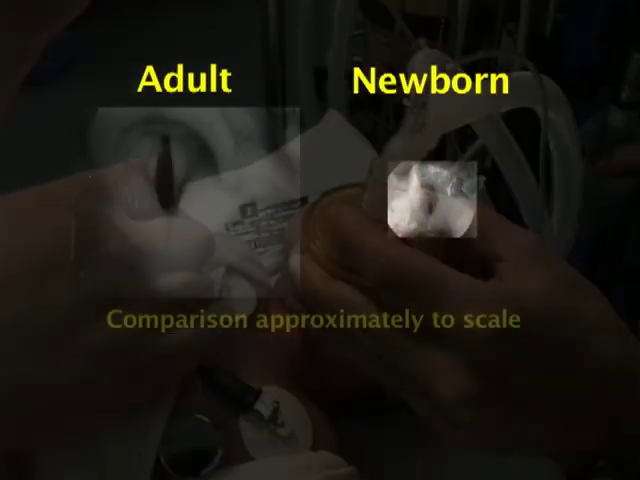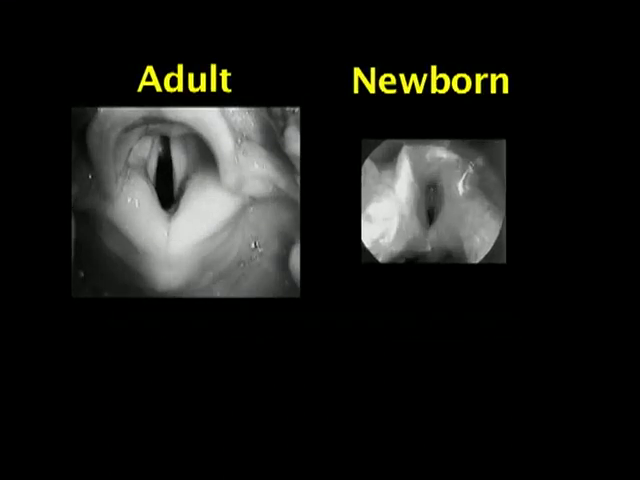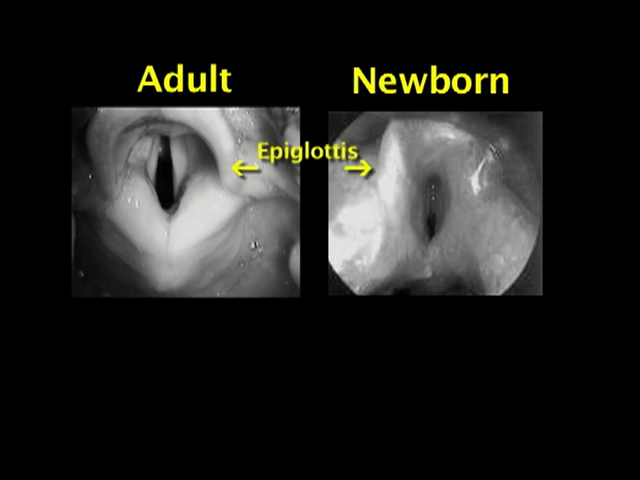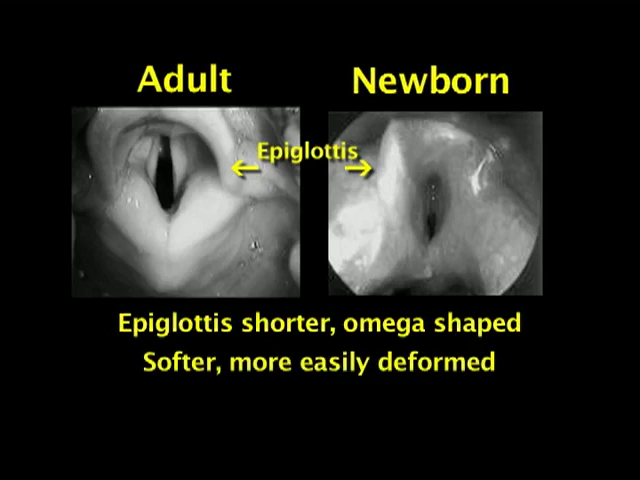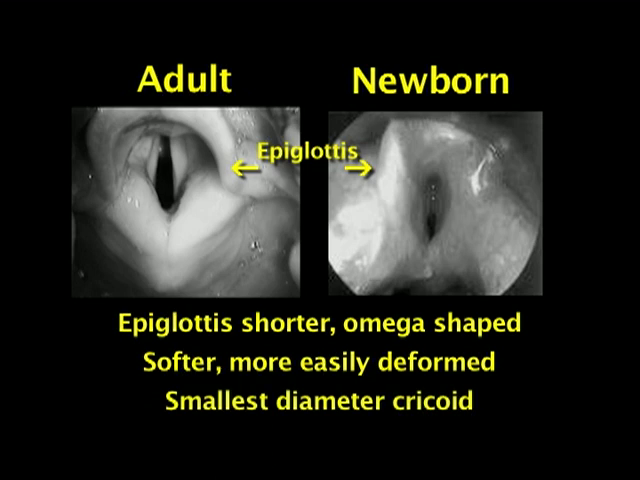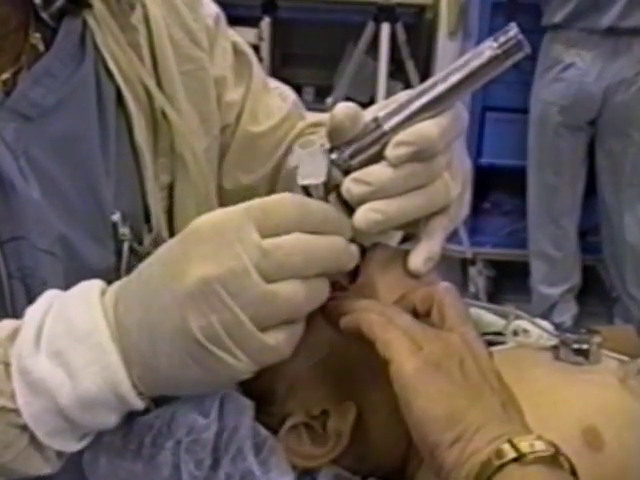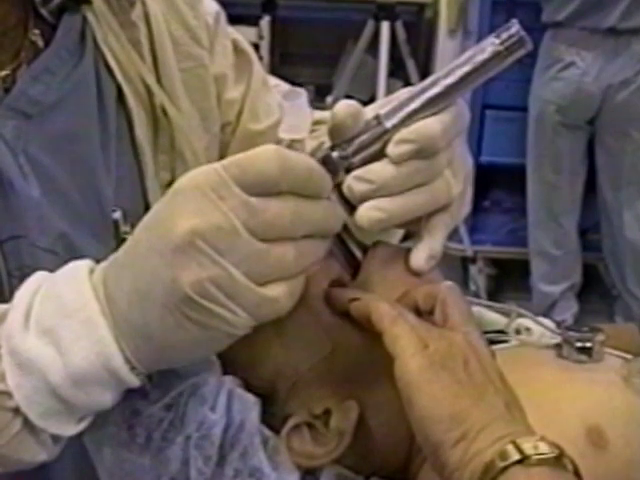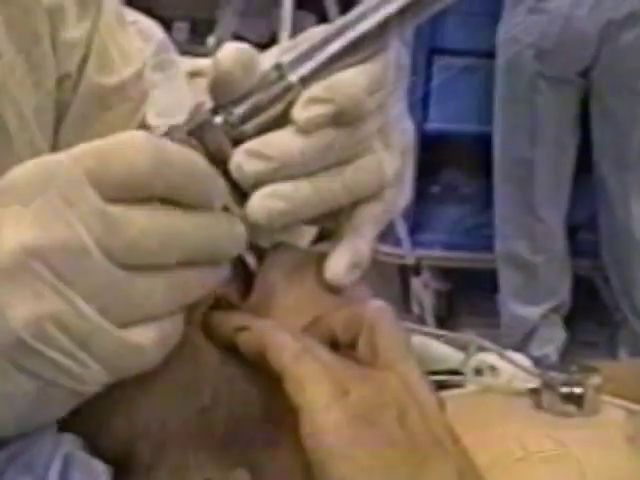The larynx is not only smaller than the adult's, it's also anatomically different. The epiglottis is shorter and more omega-shaped, making it harder to pick up with the laryngoscope blade. It's softer and more easily deformed. In the adult larynx, the gap through the vocal cords is the smallest diameter. However, in a young child, the smallest diameter is the cricoid cartilage, which is below the vocal cords. This means that you can occasionally pass an endotracheal tube through the vocal cords, but then not through the cricoid ring into the trachea. Never force a tube to pass. Instead, switch to a smaller tube.